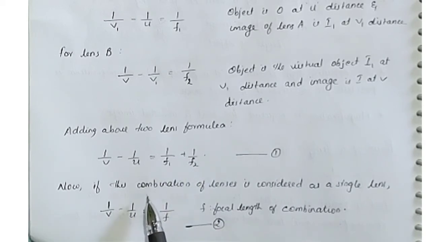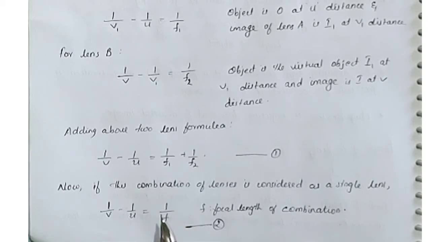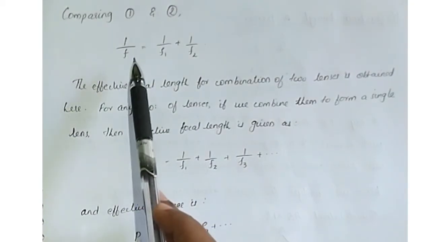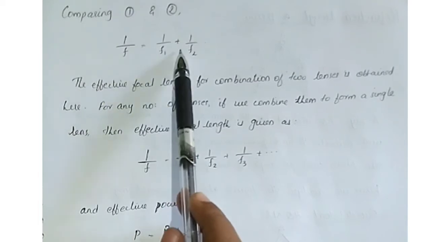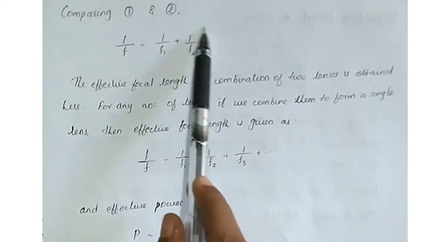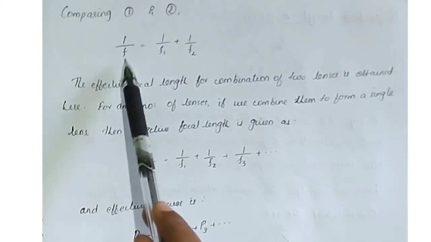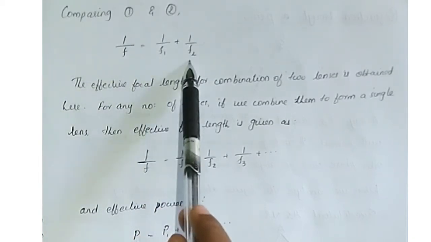Now as we told, on combining two lenses we are forming a single lens, and let the effective focal length of our single lens, that is, of the combination of the lenses, be f. Then we can apply the thin lens formula, and we can write the expression 1 by v minus 1 by u is equal to 1 by f, where f is the effective focal length of the combination of lenses. Now on comparing the equations, we can obtain the relation 1 by f is equal to 1 by f1 plus 1 by f2. So this is the expression that gives the relation between the effective focal length obtained by the combination of two lenses of focal lengths f1 and f2.